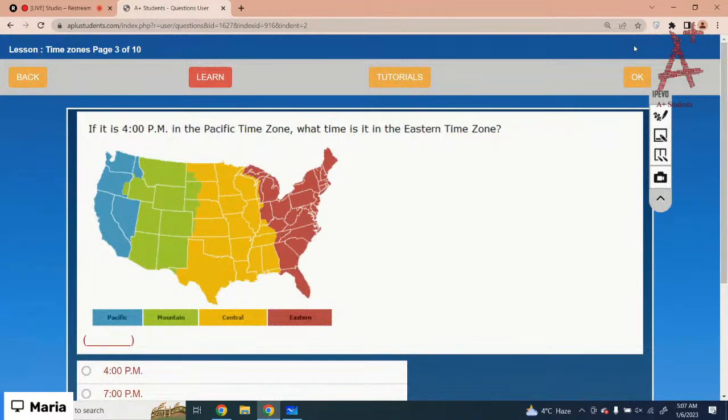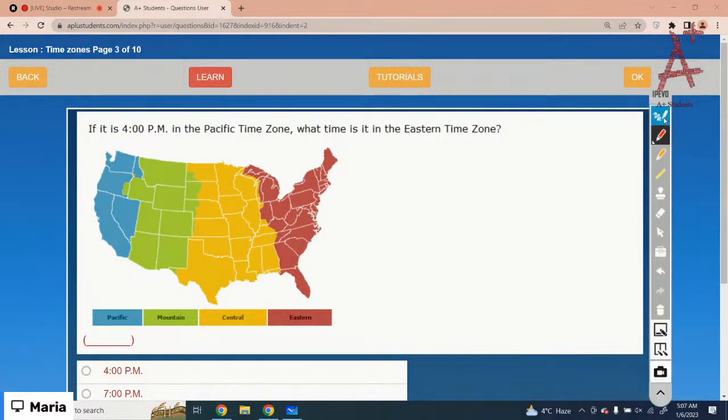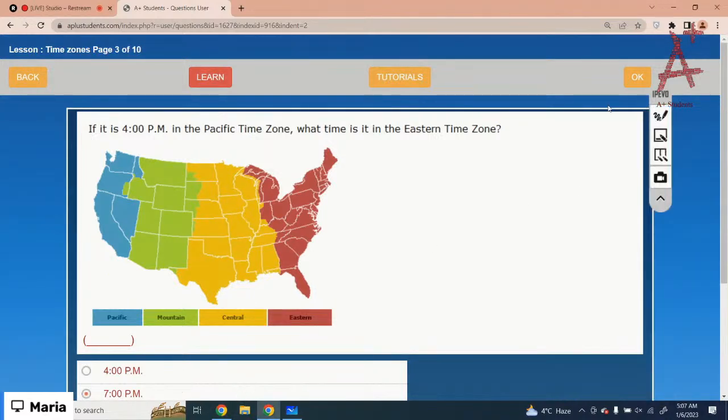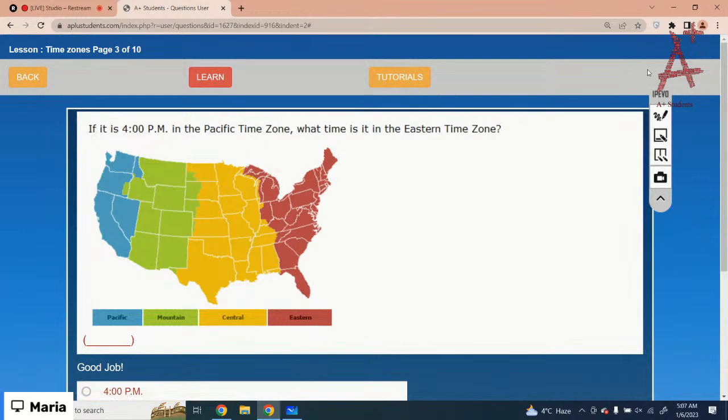Okay, if it is 4 p.m. in the Pacific time zone, what time is it in the Eastern time zone? The Pacific time zone is 4 p.m. You have to calculate the Eastern time. The Eastern zone is 3 hours ahead. So add 3 hours to 4, and it would be 7 p.m. Very good. That is 7 p.m. Just select the correct option and click on the OK button.